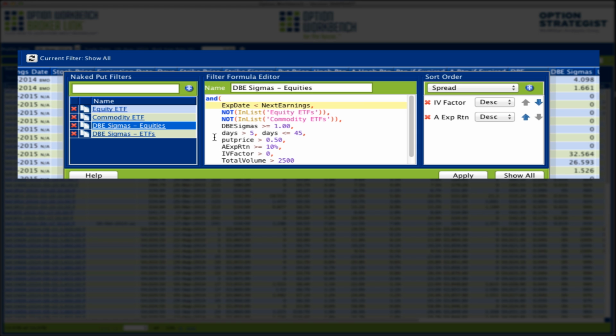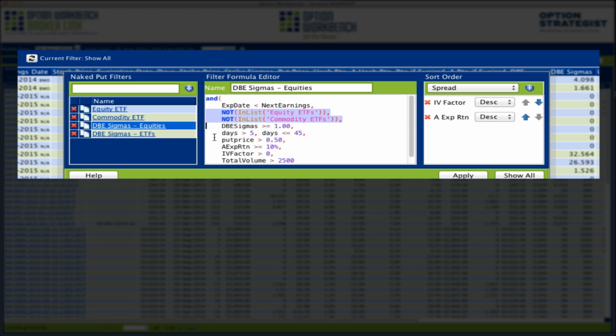If there's some kind of surprise and the stock goes down, you stand the risk of the stock going way down below your strike price, and then you can be in trouble owning the stock where you really don't want to own it. So the next two lines here are I don't want to consider ETFs for this filter.